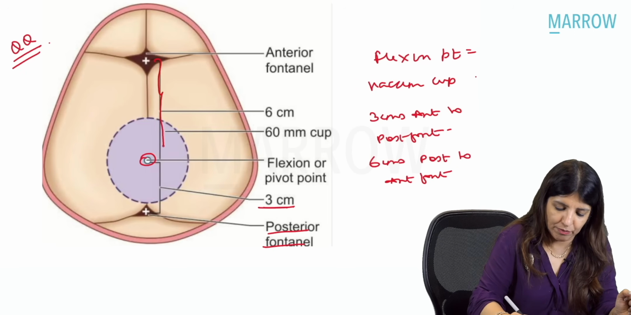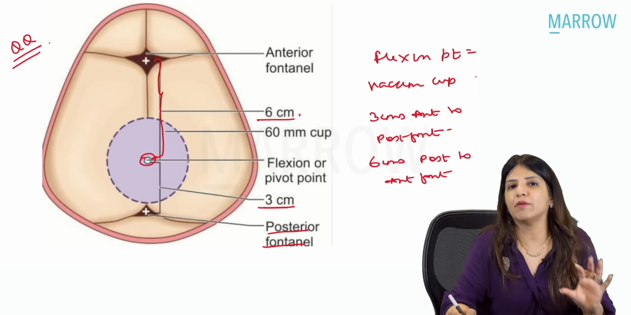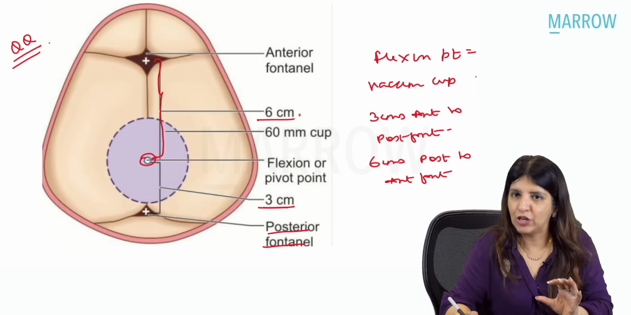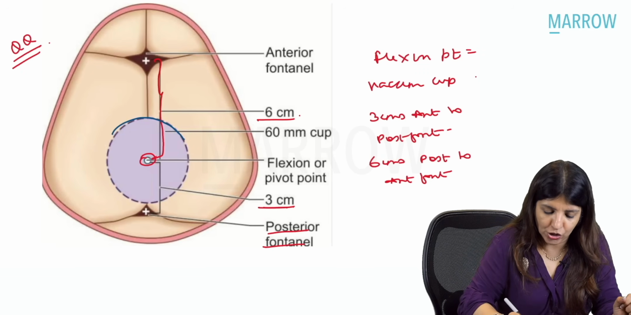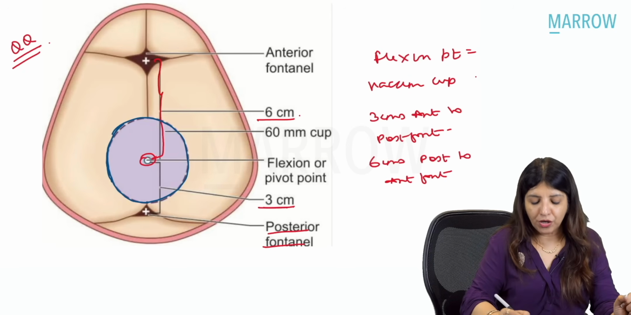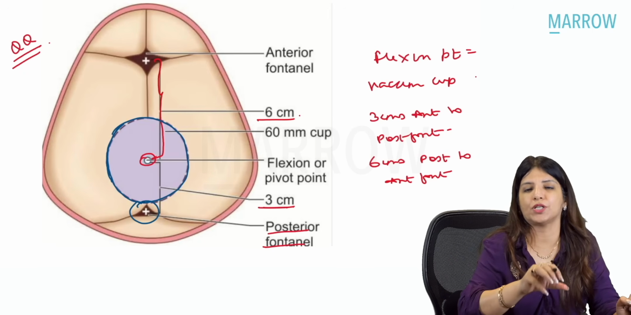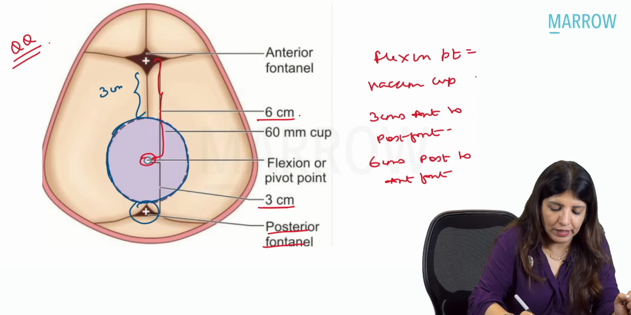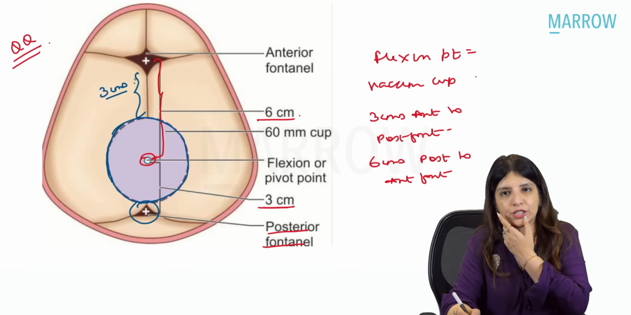So 6 centimeters posterior to anterior fontanelle. Another very important point is, this is where the center of the cup will lie. Now, if we are talking about the rim of the cup, this over here is the rim of the cup. Please see to it that the rim of the cup is lying directly on the posterior fontanelle. And rim of the cup is only 3 centimeters away from the anterior fontanelle.